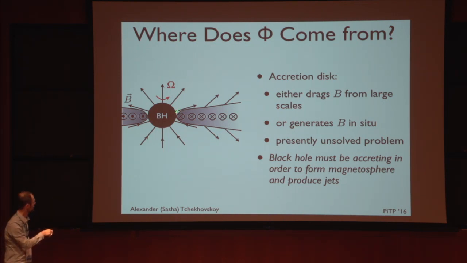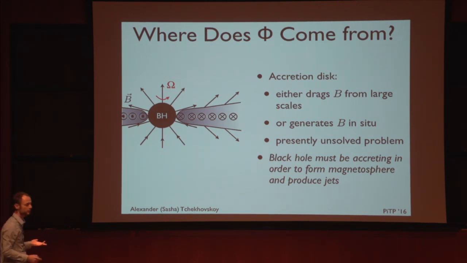And at the same time, it's preventing the reconnection between the field lines from above to below the black hole. So the disk is what holds these magnetic field lines together in the black hole and allows the black hole to continuously produce the outflow. While this is the accepted picture, that there is a disk that holds the magnetic flux on the black hole, where this magnetic flux came from is an open question.